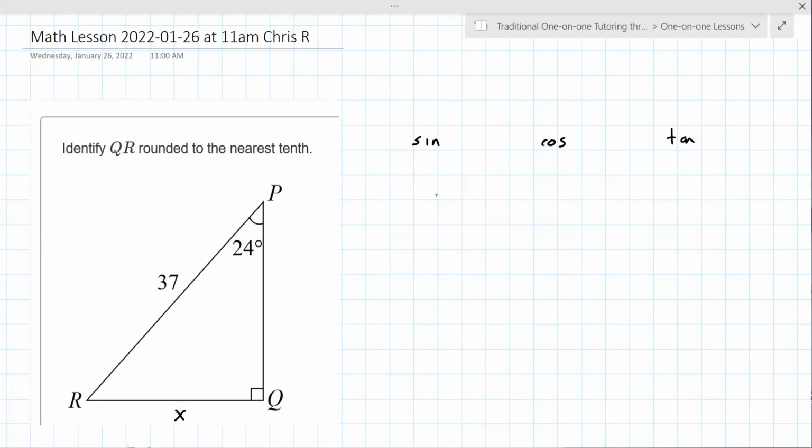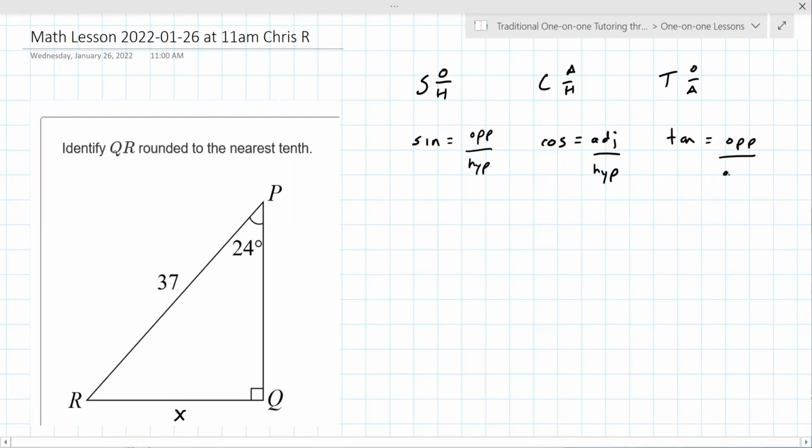There's something they teach you: SOH CAH TOA. The way this works is that for sine, the O stands for the opposite, so the sine is the opposite over the hypotenuse. Cosine is the adjacent over the hypotenuse. Tangent is the opposite over the adjacent.